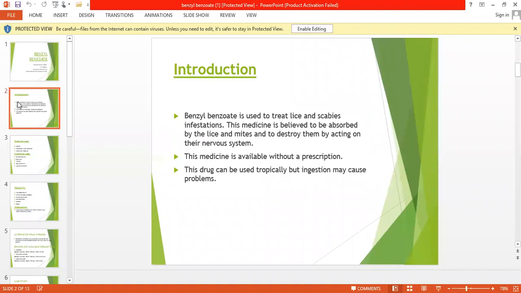So here is the introduction of benzyl benzoate. Benzyl benzoate is used to treat lice and scabies infestations. This medicine is believed to be absorbed by the lice and mites and to destroy them by acting on their nervous system. This medicine is available without a prescription. This drug can be used topically, but ingestion may cause problems.